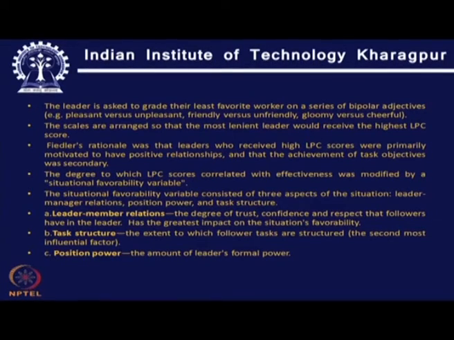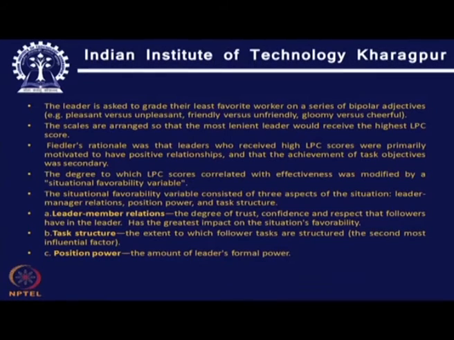Now, the situational favorability variable consisted of three aspects of the situation: the leader-member relation, position power and task structure. Leader-member relationship is the degree of trust, confidence and respect that followers have in their leader. That has the greatest impact on the situational favorability.